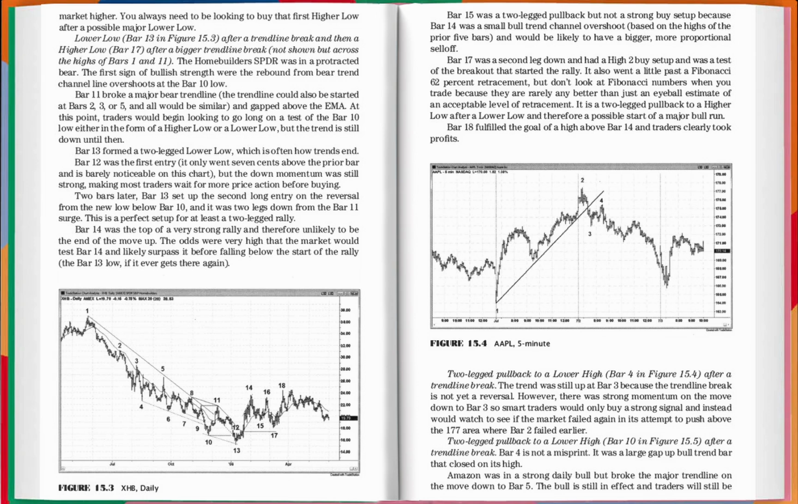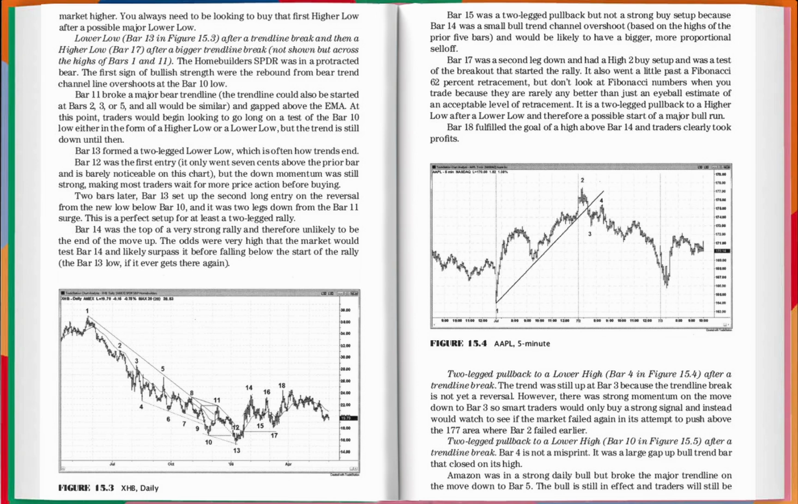Bar 12 was the first entry. It only went 7 cents above the prior bar and is barely noticeable on this chart. But the down momentum was still strong, making most traders wait for more price action before buying. 2 bars later, bar 13 set up the second long entry on the reversal from the new low below bar 10, and it was 2 legs down from the bar 11 surge. This is a perfect setup for at least a 2-legged rally.